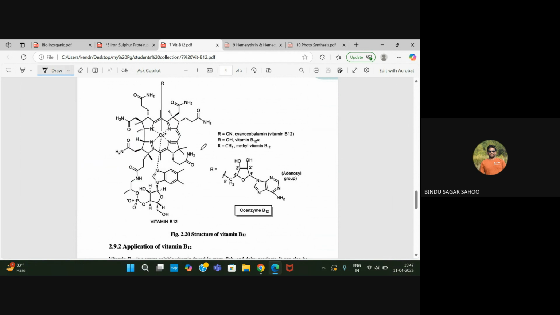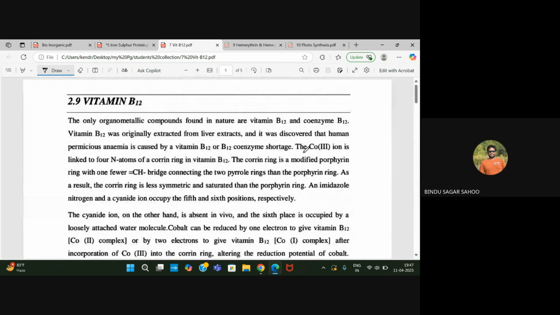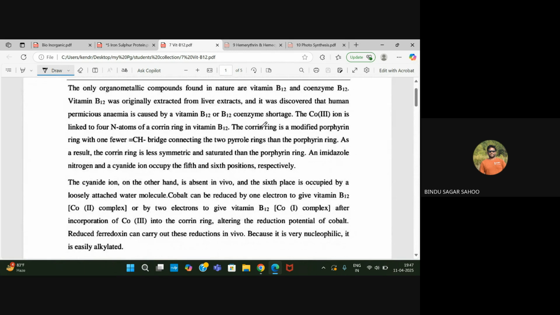it looks like a porphyrin ring, but this is not exactly a porphyrin ring. There will be some modification to a porphyrin ring. That's why this is called a corrin ring. You can make this pronunciation. This is called the corrin ring. Here the cyclic ligand is called the corrin ring.